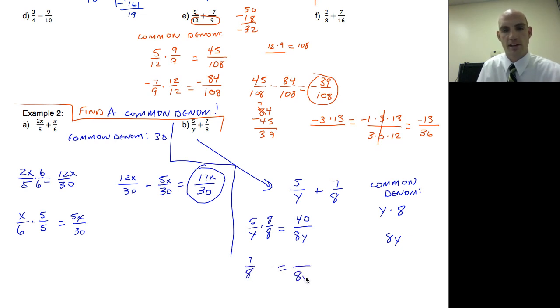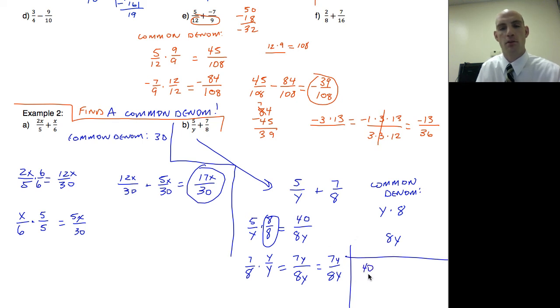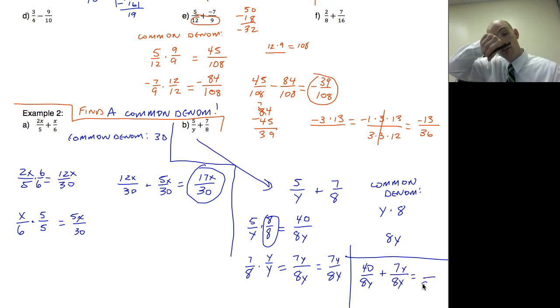Well, look at how this plays out. 5 over y equals something over 8y. Well, what do I multiply by? Just like in every other example, I'm going to multiply by the other denominator. Y times 8 is 8y. Well, then 5 times 8 becomes 40. I'm going to convert 7/8 to something over 8y. Well, in every other example, we multiplied by the other denominator. I'm going to do the same thing here. I've got 7y on top.